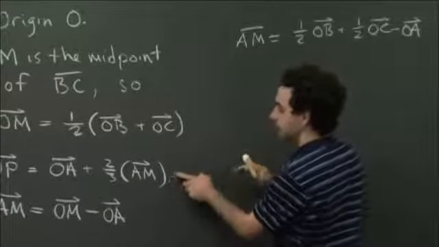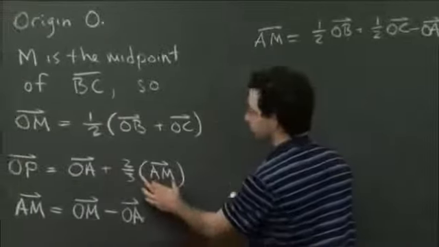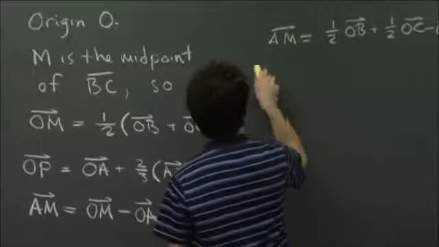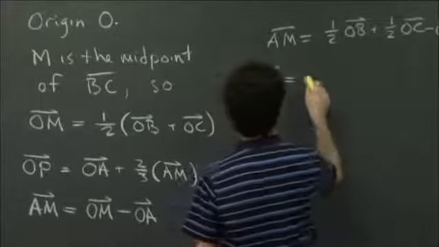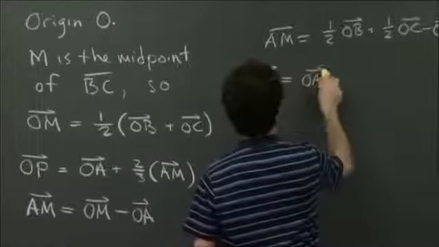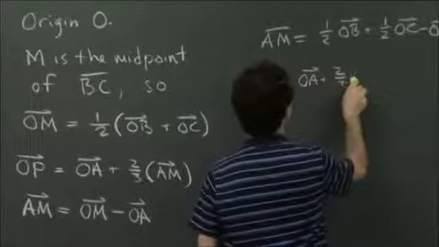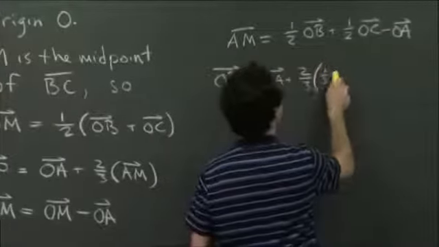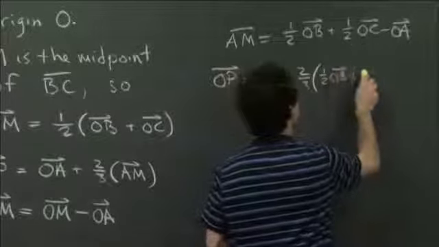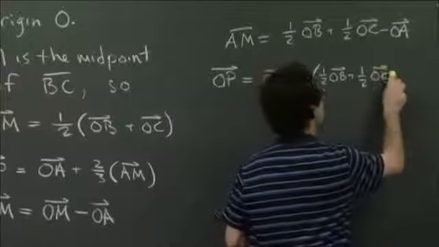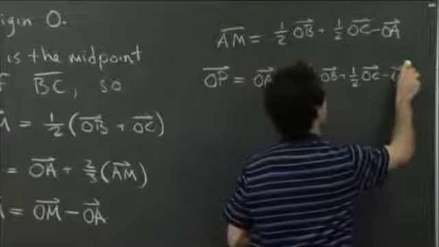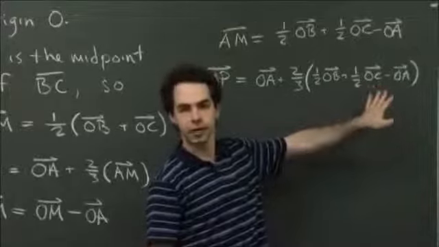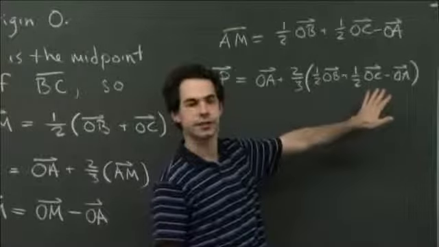And so now I need to figure out what OP is. So for OP, I just need to substitute in this new expression that I've got for AM. So I have OP is equal to, well, it's equal to OA plus 2/3 of what I've written just right above, 2/3 of AM. So that's 1/2 OB plus 1/2 OC minus OA.